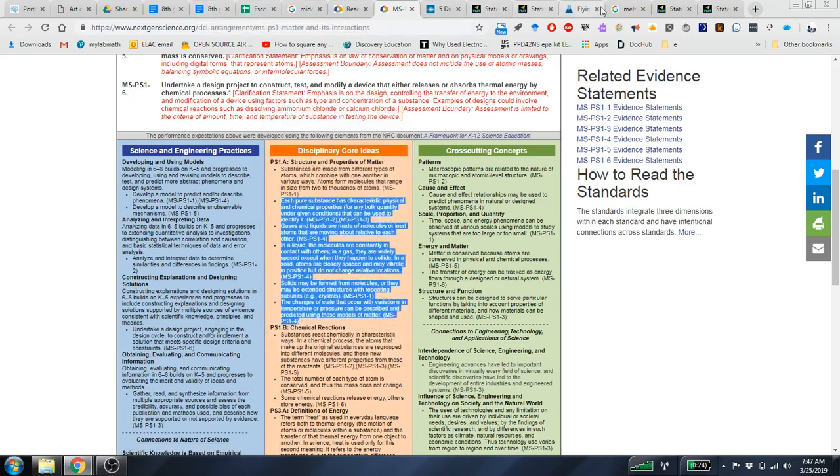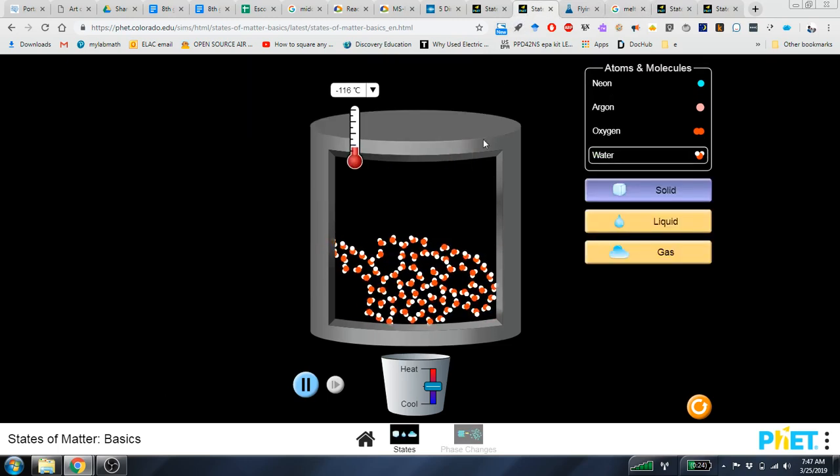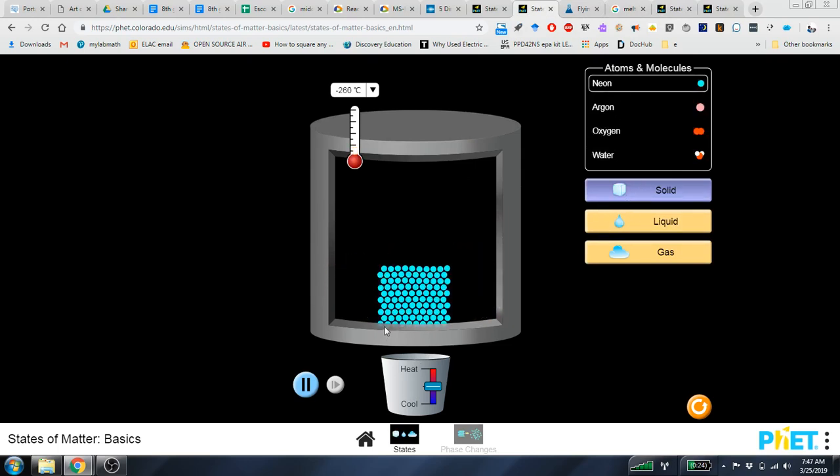So here's what the teacher has to go around and make sure the students realize. Students need to realize that the solid, let's go for a simpler solid, keeps its own shape and its own volume. The particles do not fill the whole container. They're always touching each other.